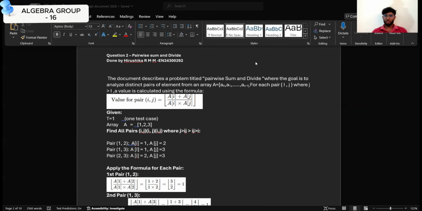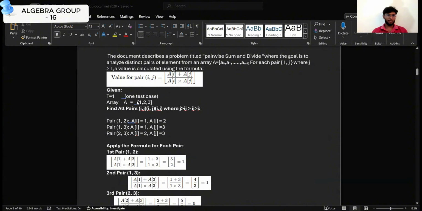Let's learn how to solve the pairwise sum and divide problem using the example provided. We were given the case with the array a equals 1, 2, 3. As you can see, calculate the value for each pair and sum the result.